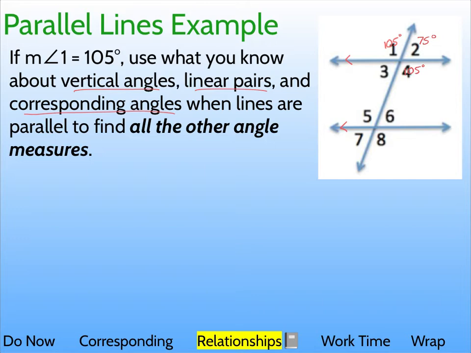Now, 105 is also a linear pair with 3, and also angle 2 and angle 3 are vertical, so they have to be the same. So in the end, we get 75 degrees right there.